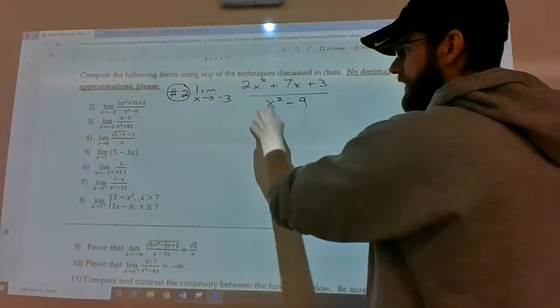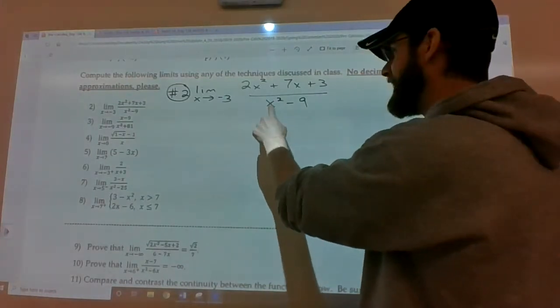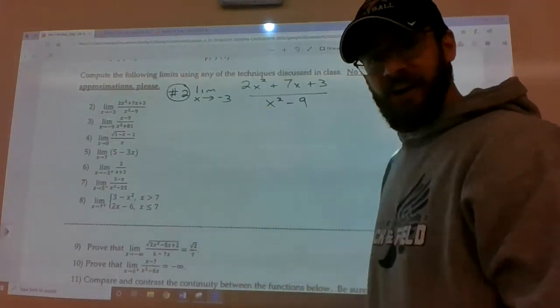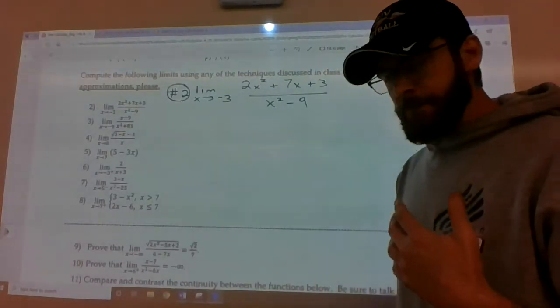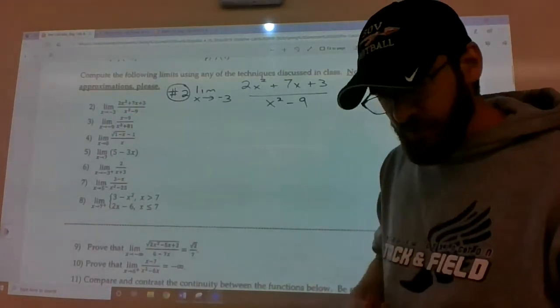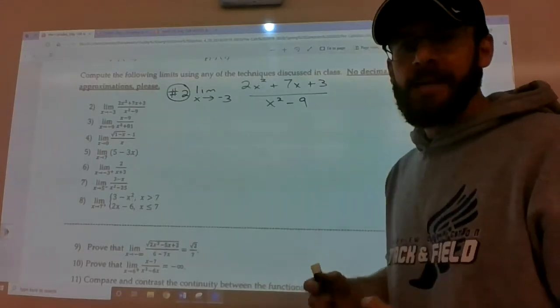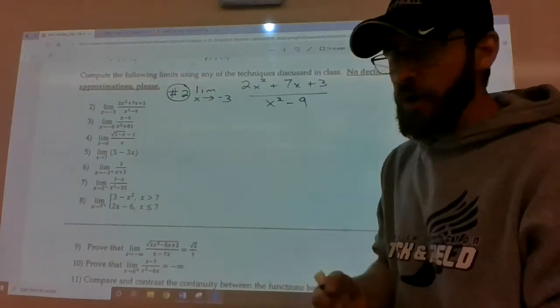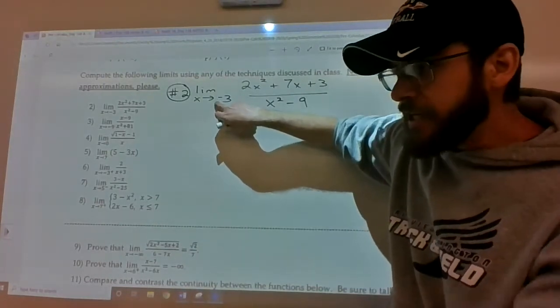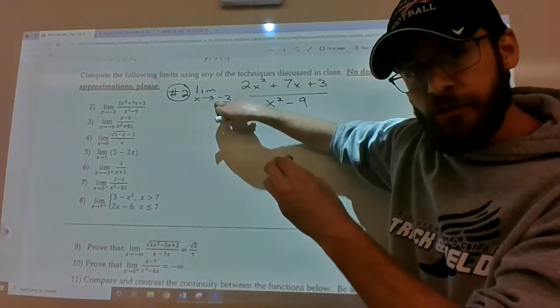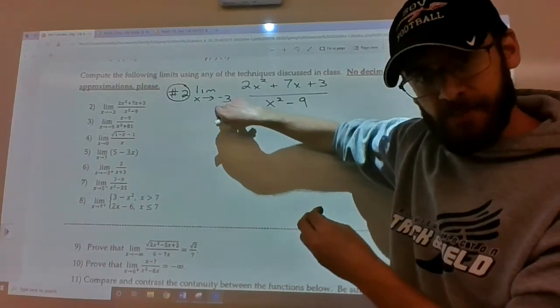So -3 squared, that's 9. 9 minus 9 is 0. That's a divide by 0 error. So what we must do is figure out a way to either use factoring or the conjugate or some means by which to cancel out. If x approaches -3 is the issue, then we need to cancel out x plus 3. That's what that means right there.